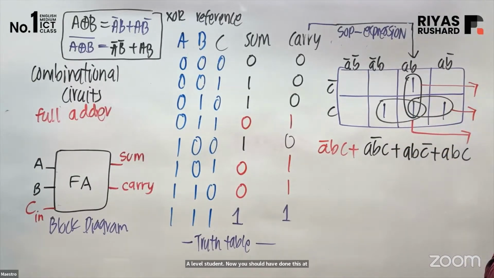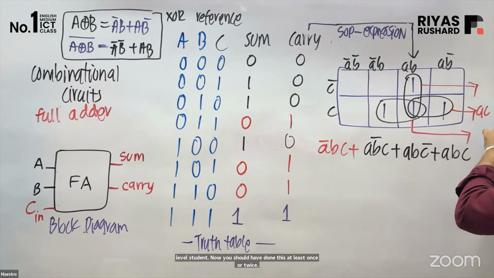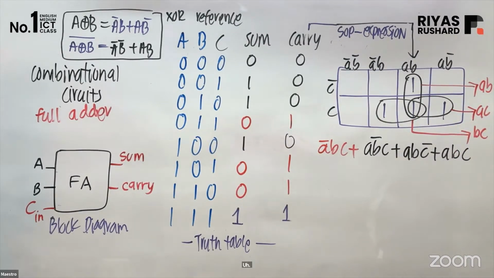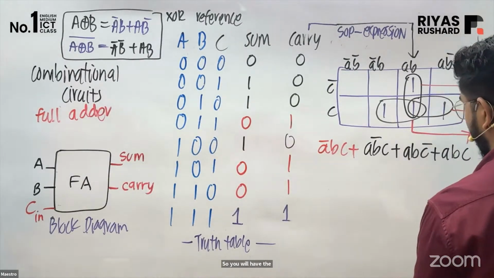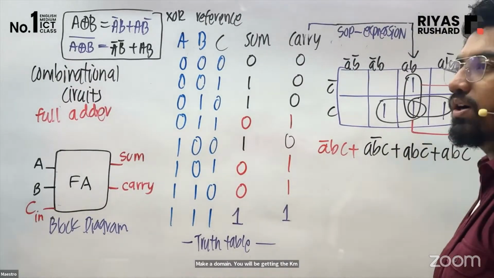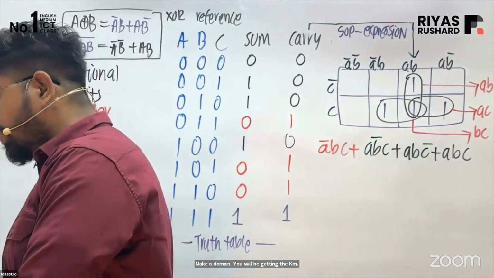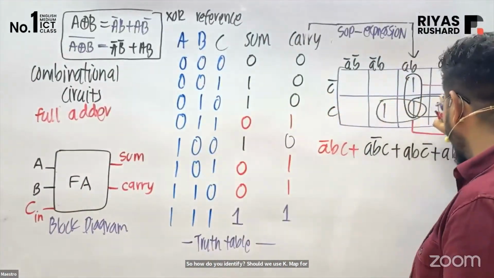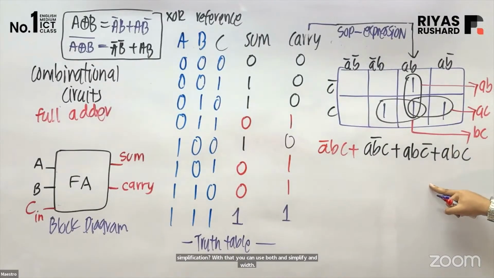Okay, you will get the expression as AC, AB, BC. So these are the expressions you will be getting. So AB, AC, and BC. So you will have the final answer as that. You will be getting the K-map answer. So how do you identify whether we should use the K-map or the simplification method? You can use both to simplify. You can use the K-map and get the answer. You can use the laws and also do it.